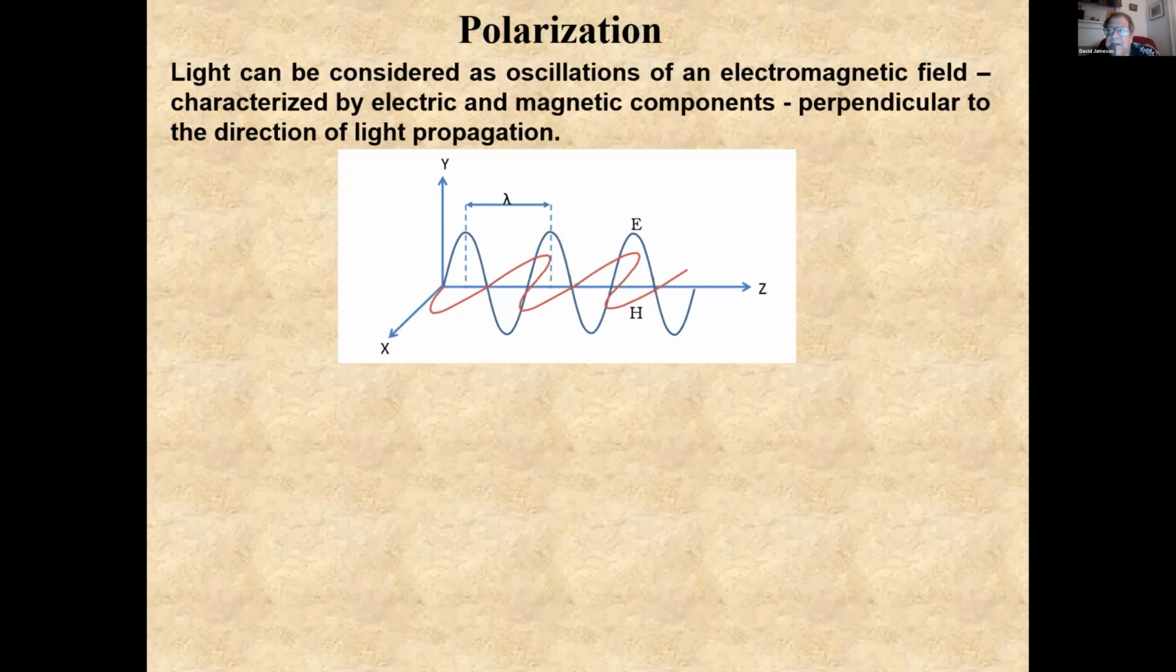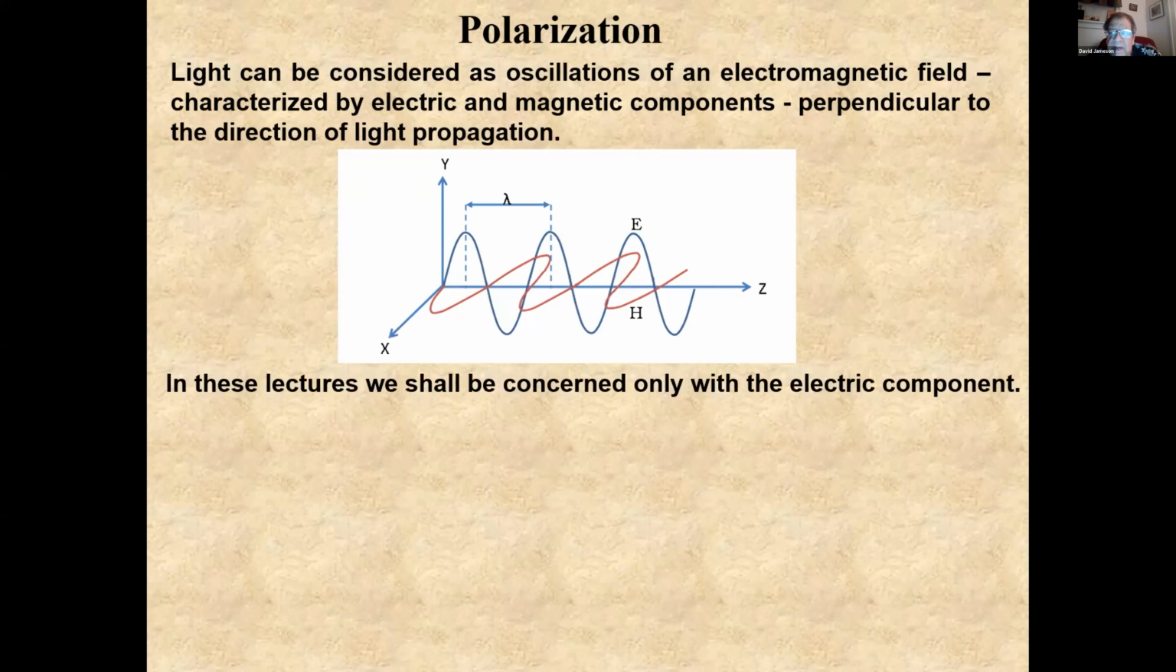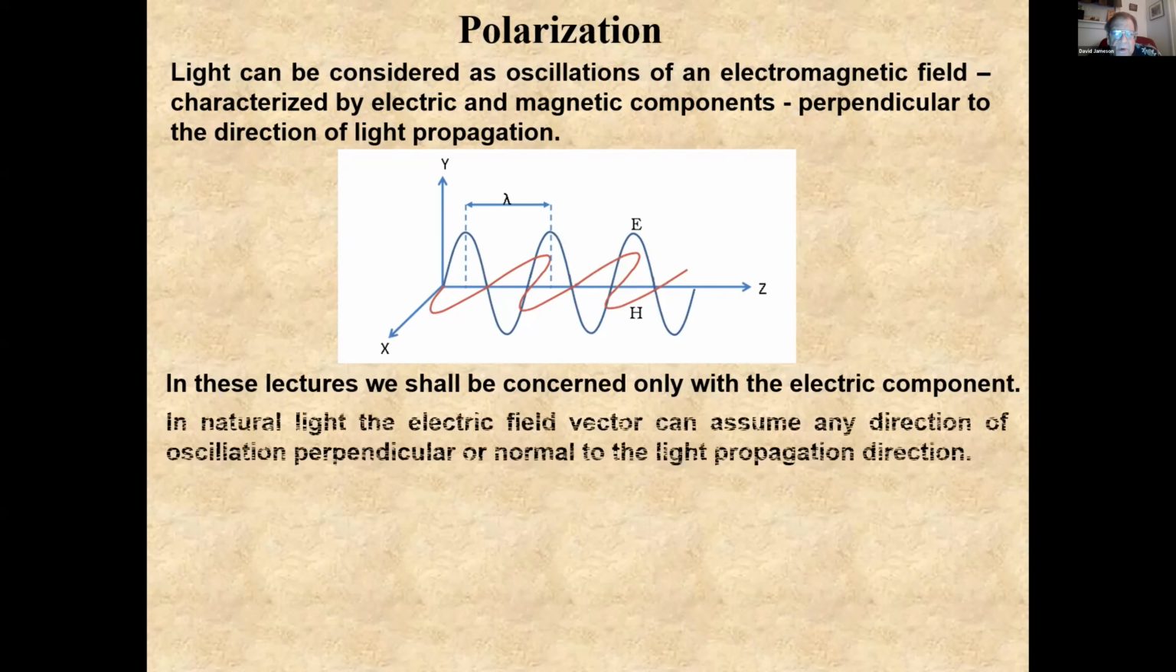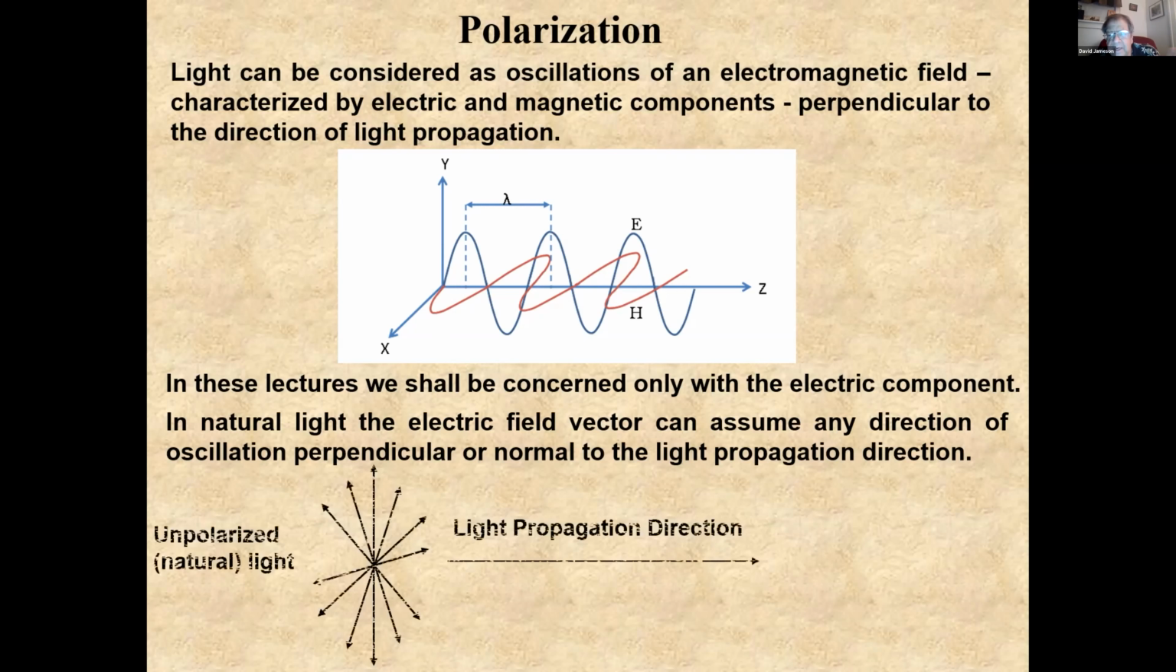We know light can be considered as oscillations of an electromagnetic field, characterized by electric and magnetic components which oscillate perpendicular to the direction of light propagation, as shown here. But we're only going to be concerned with the electric component in these lectures. So in natural light, the electric field component can assume any direction perpendicular or normal to the light propagation direction, as I'm trying to illustrate here.